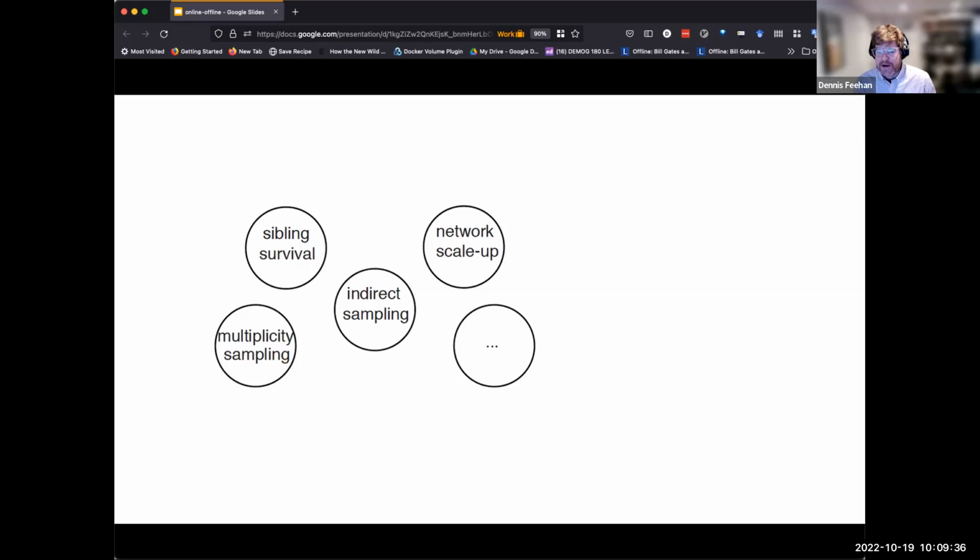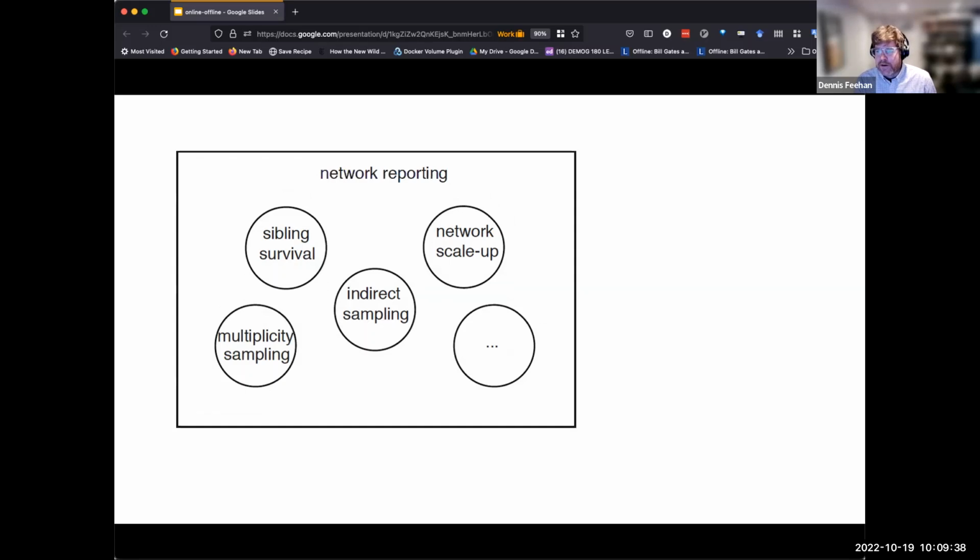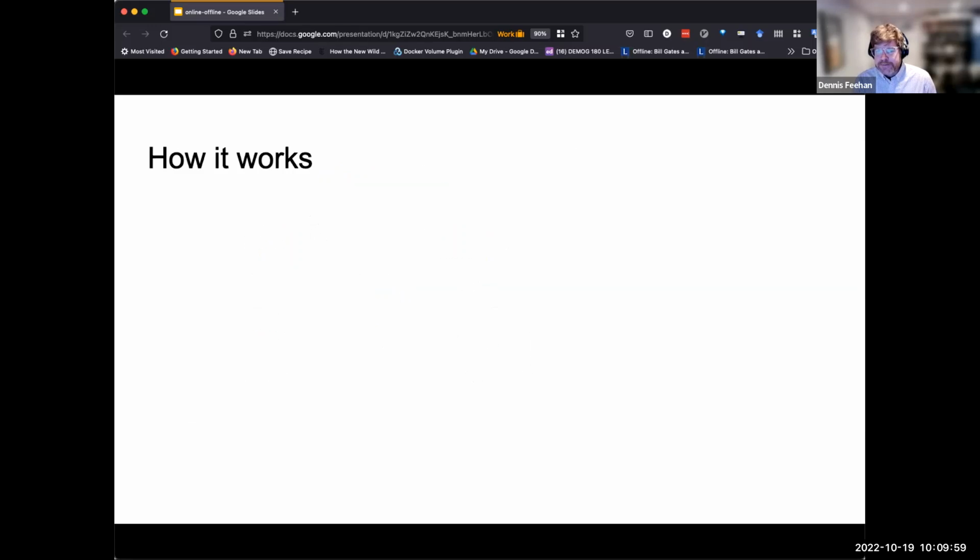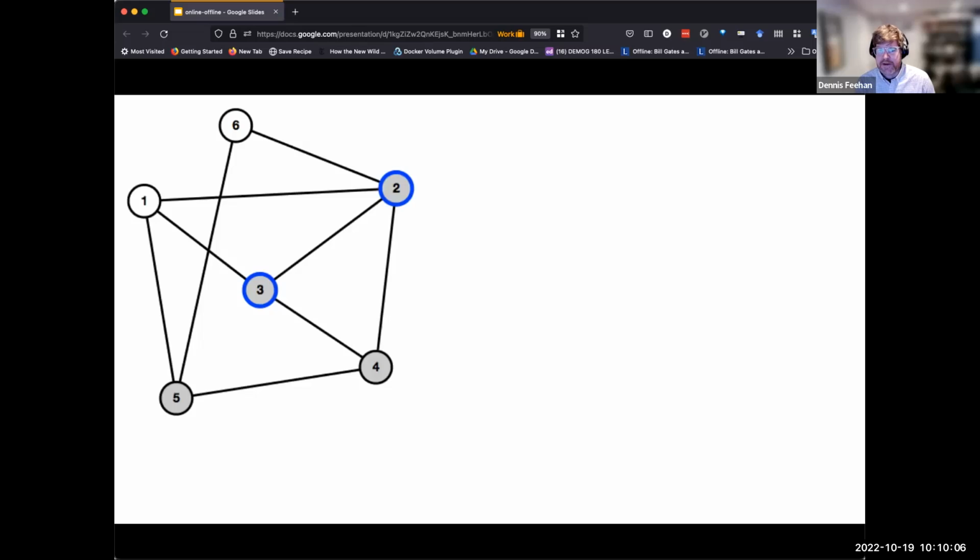And I've been working on this framework that I call network reporting, which tries to provide a way to analyze these different methods, to highlight what they have in common and how they're different, and then also to allow us to develop new approaches in situations where there may not be an off-the-shelf method that exists already. So how does this work? I'm going to walk through a very simple example to build some intuition about this.